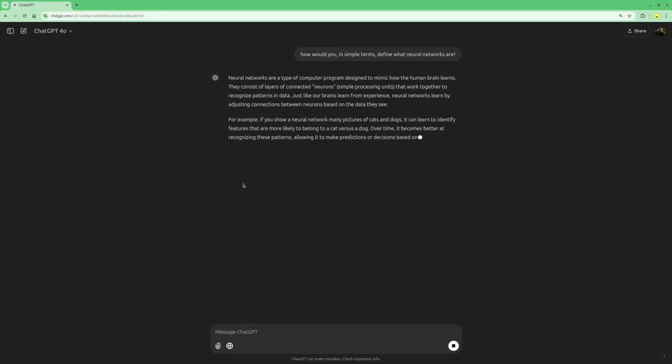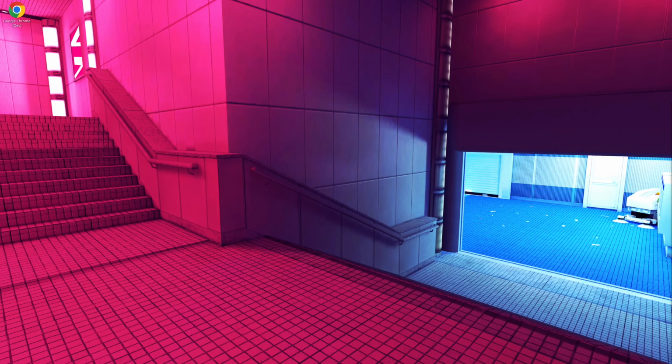Neural networks are a type of computer program designed to mimic how the human brain learns. They consist of layers of connected neurons, which are processing units that work together to recognize patterns in data. Just like our brains learn from experience, neural networks learn by adjusting connections between neurons based on the data they see. Given many pictures of cats and dogs, they learn to identify features that are more likely to belong to a cat than a dog.